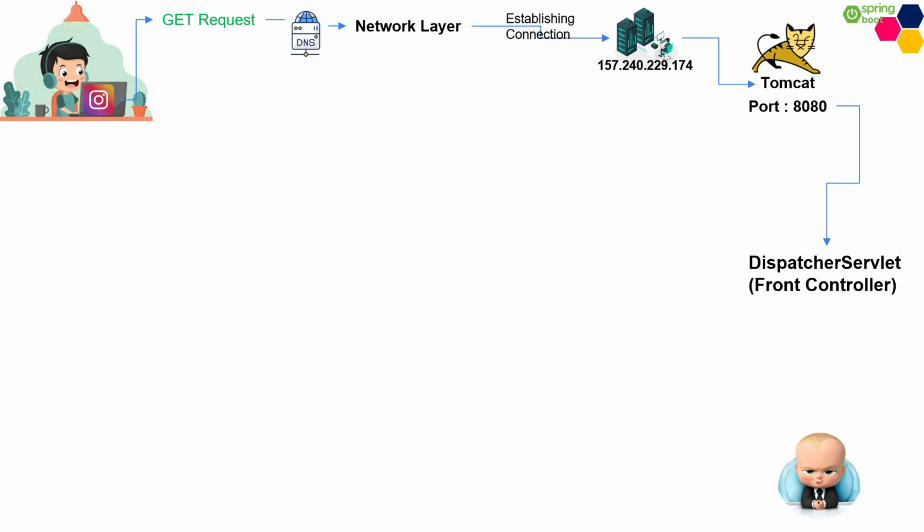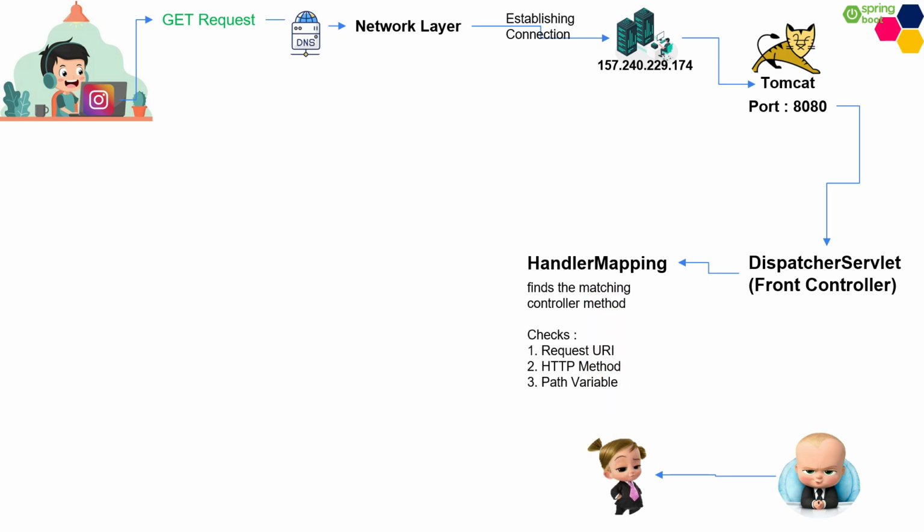Once the request reaches DispatcherServlet, it doesn't just process it blindly. It says, "Let me check who's responsible for this," and hands it over to HandlerMapping. HandlerMapping is like a smart assistant. It checks the URL, the HTTP method, like GET or POST, and any path variables to figure out which controller method should handle the request.